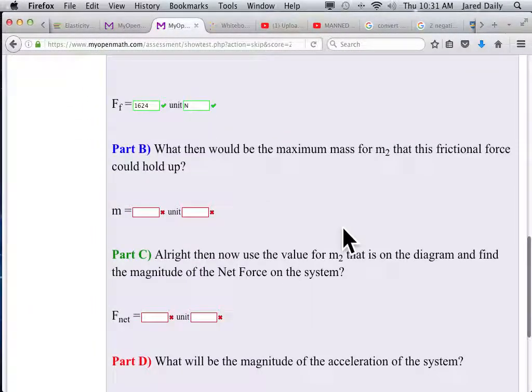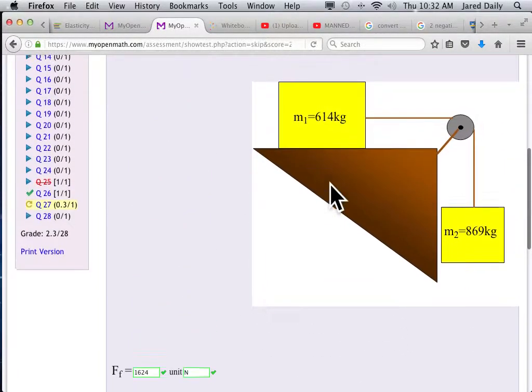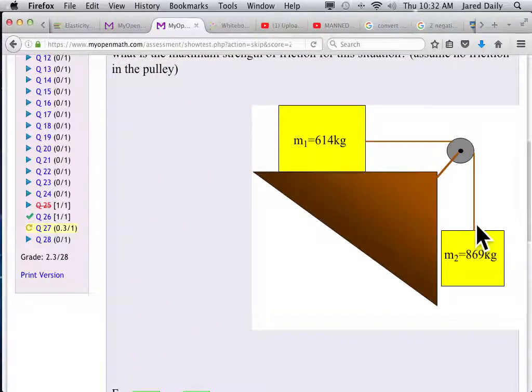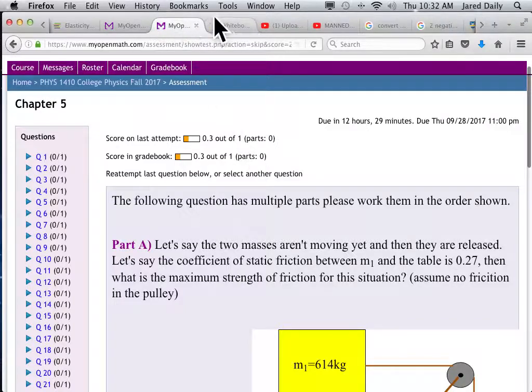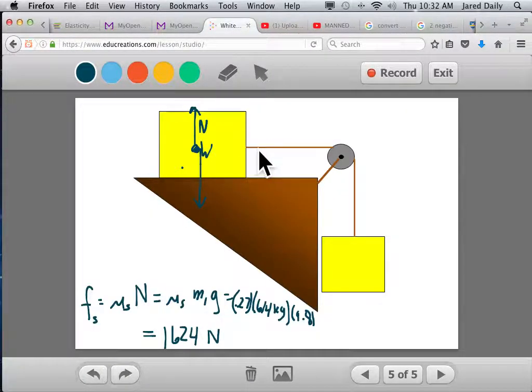What would be the maximum mass for M2 that this frictional force could hold up? So if we didn't know what the mass was here, and we just wanted to put one here that could be held up by this, what would it be? Then you take it back and divide by gravity. Let's figure out what forces are on here. The weight is down. This is weight 2, which equals mass 2 times gravity.